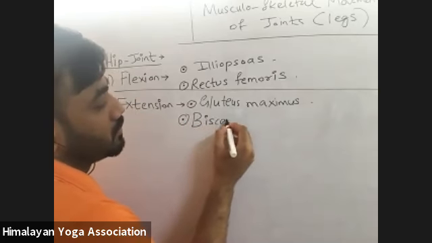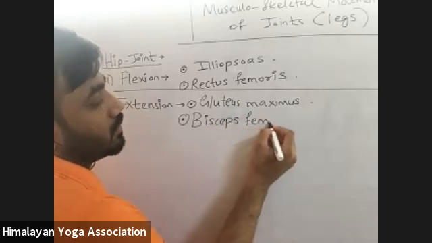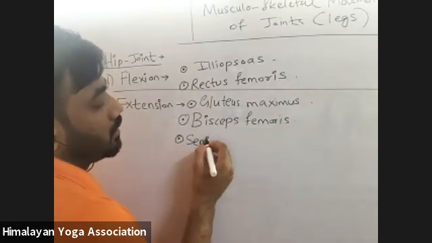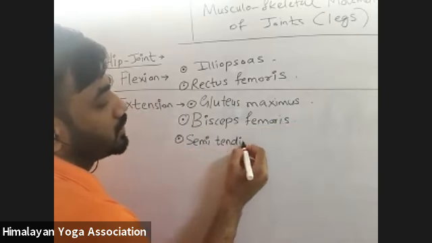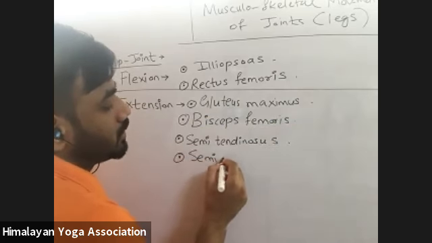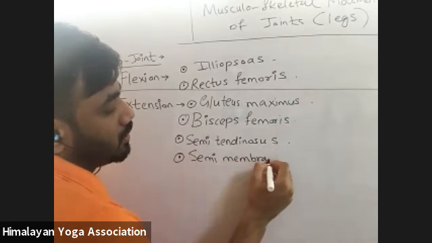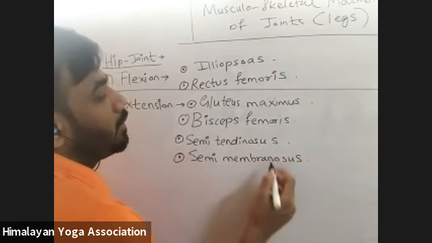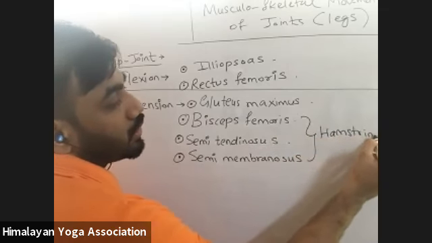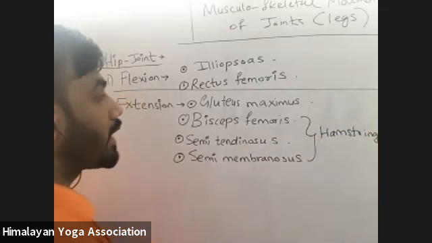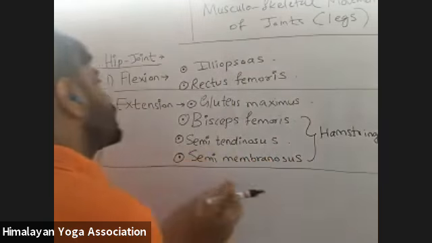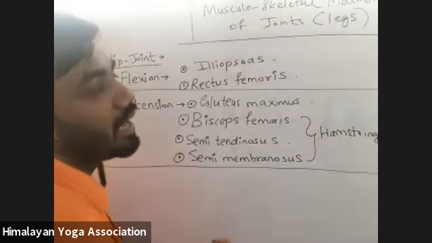The hamstring is three muscles: semitendinosus, semimembranosus, and biceps femoris. These are the hamstrings, which get contracted with the hip extension movement. With the help of the hamstrings, our hip extension movement occurs.